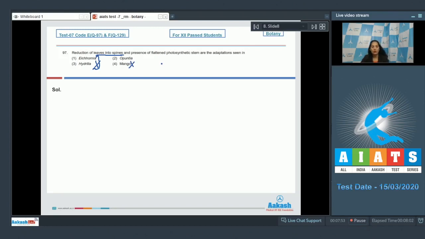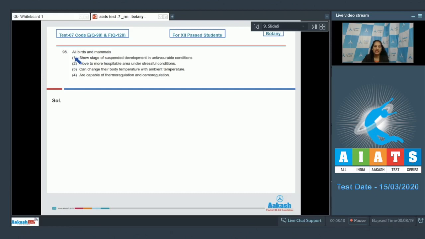In Opuntia, which is a cactus, there is leaf modification, the leaves modify into spines and the stem becomes photosynthetic. So the correct option for the given question is option number 2. Let's pick up the next question.